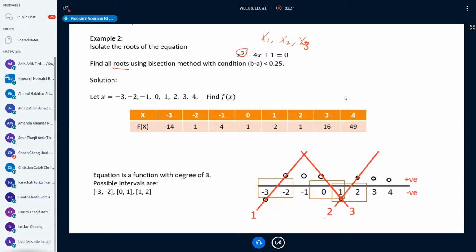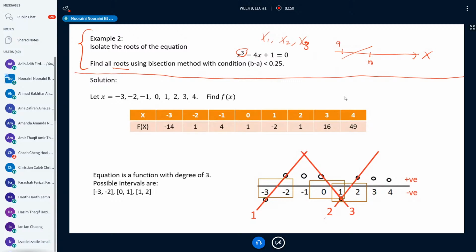Okay, because this is the question only, they do not give you the intervals. You need to find the intervals. So how do you find the intervals? Because we know for bisection, the function must cross the x-axis. You substitute A and B, and they must be different in sign. If you get, your function FA must be negative, and FB must be positive. They must be different in sign.